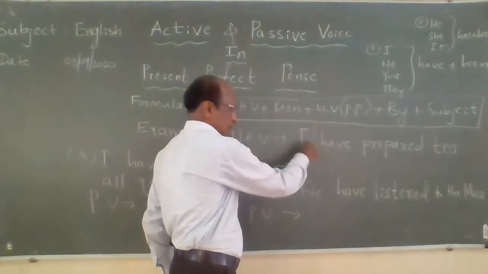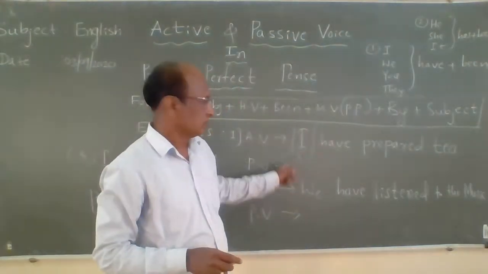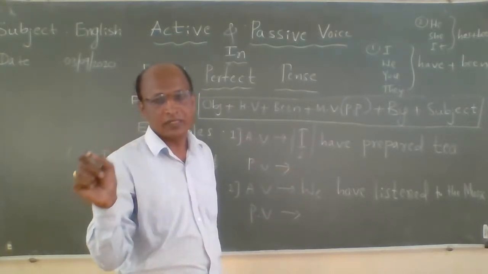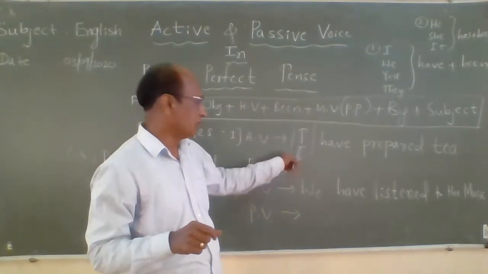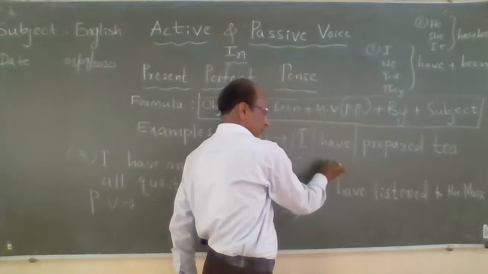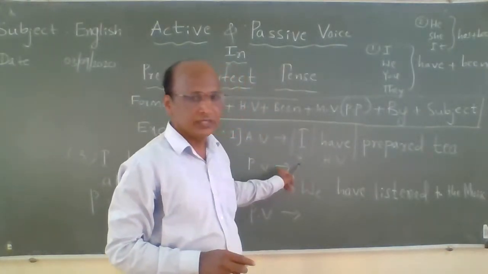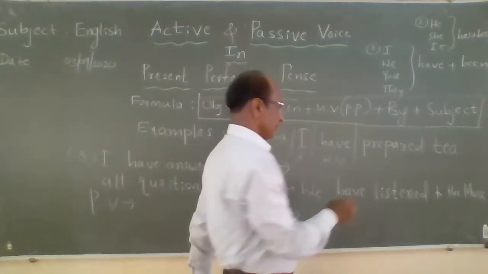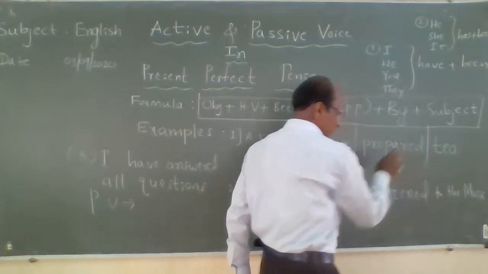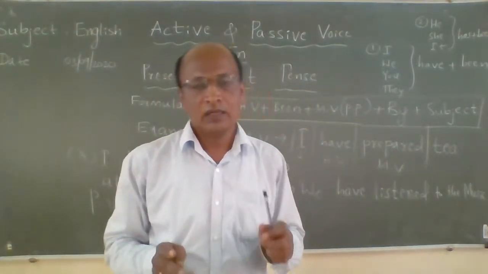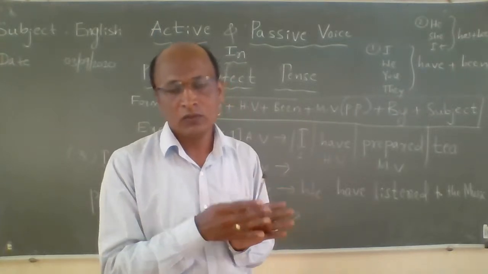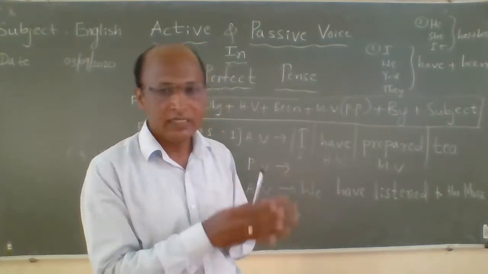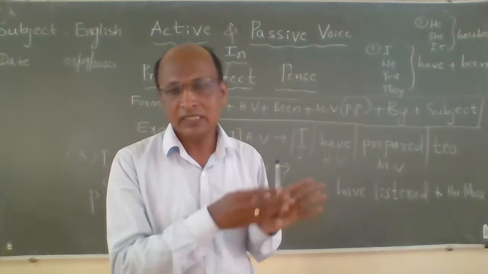See, I is the subject. We should find out which is the subject, which is the object, which is the main verb. I is the subject. Have is the helping verb. Then prepared is the main verb. After the main verb, what is there? After the main verb, tea is there.